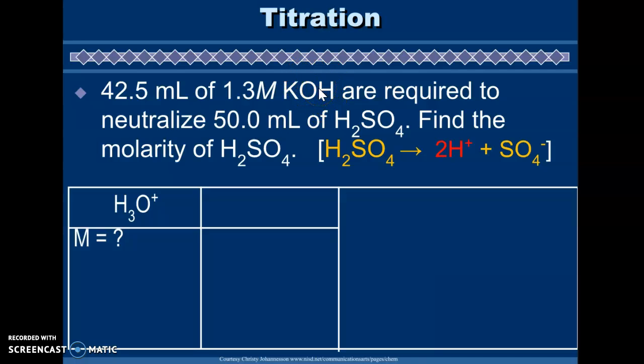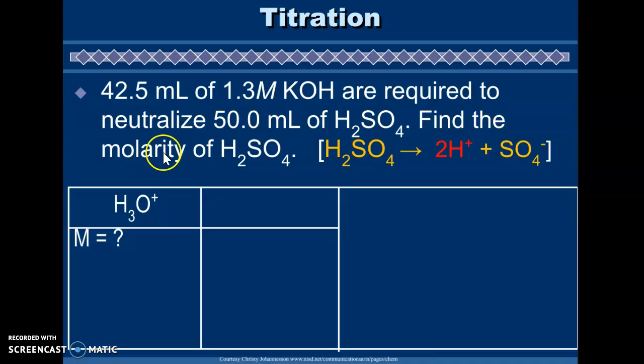Now this is a monohydroxy base, only one hydroxide in it. But our acid actually has 2 protons, so this is a diprotic acid. So this is like twice the bang for the buck. This base is only going to count once, and this acid is going to count twice.